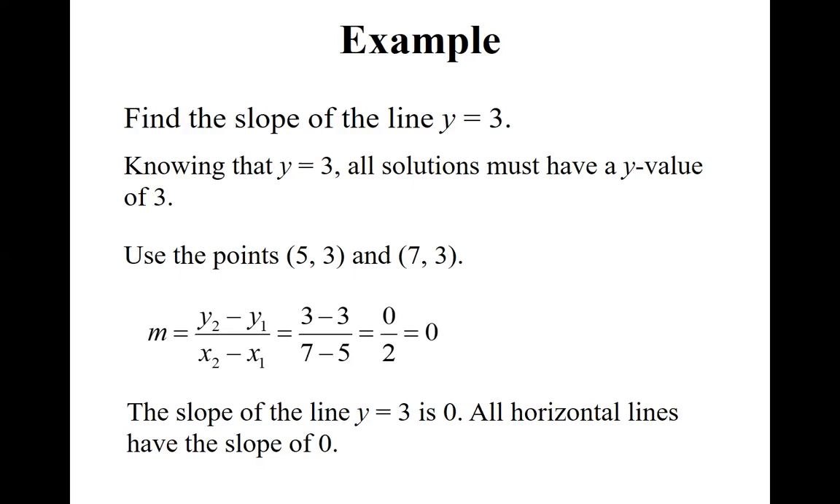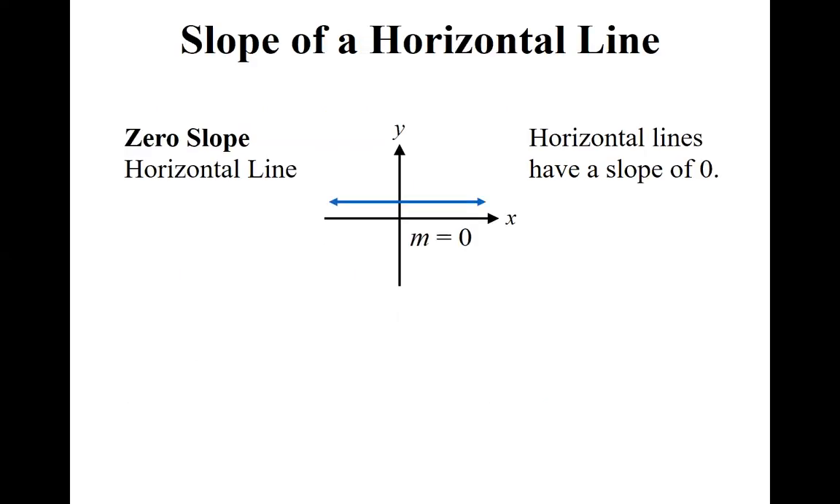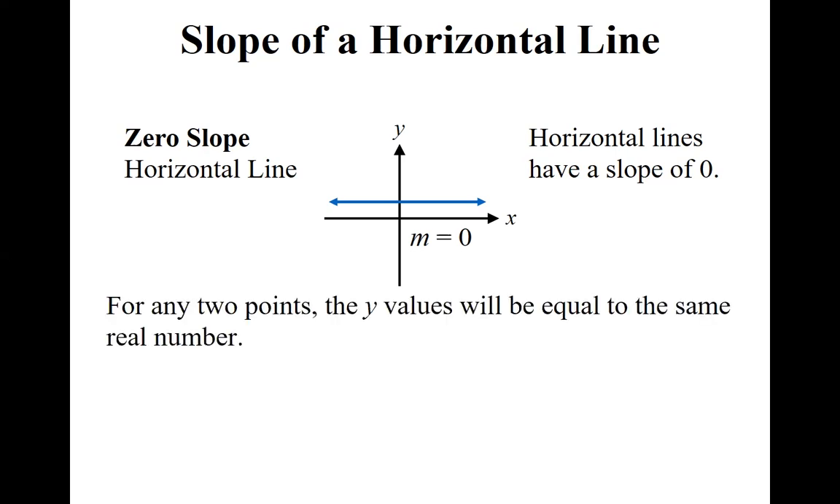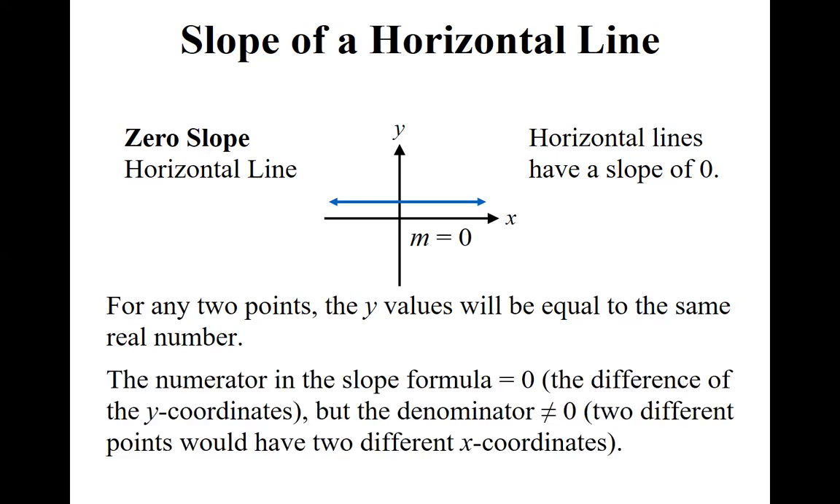All horizontal lines, all lines that strike the y-axis but don't have an x-intercept, all horizontal lines have a slope of 0. So 0 slope is the flat line. Why? It's because any 2 y values we pick from a horizontal line will be the same. The top of the slope formula will equal 0. So the slope is 0.